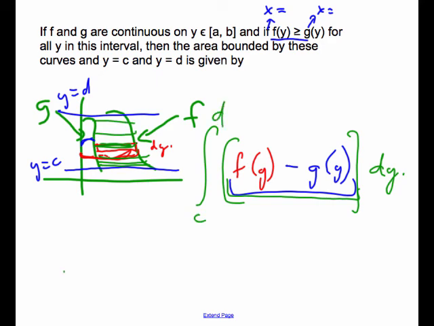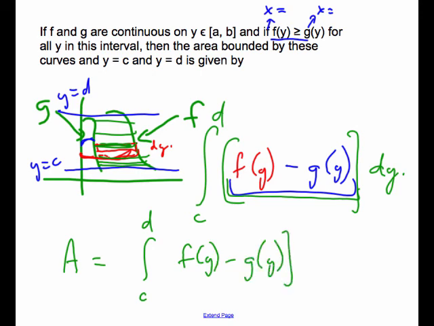Okay, so let me just write that so you can see it clearly. The area would be the integral from c to d of f of y minus g of y, rightmost function minus leftmost function, which gives you the height of the rectangles, times thickness dy.